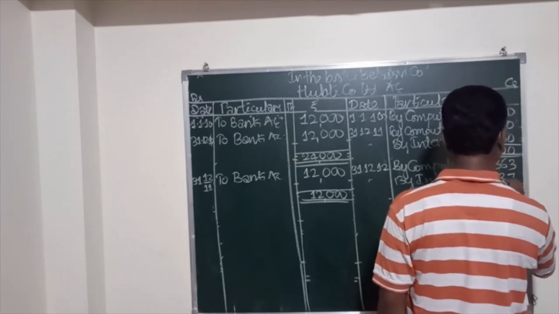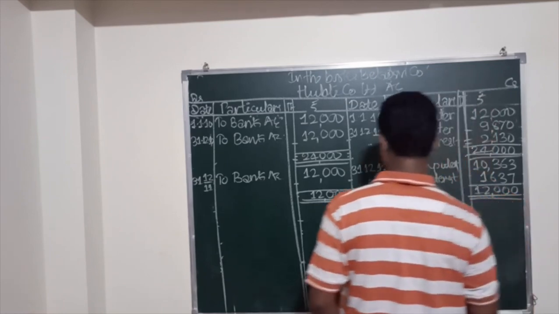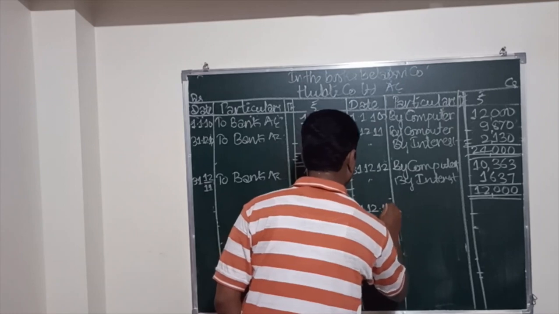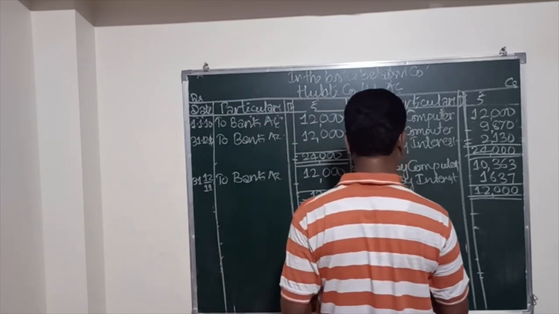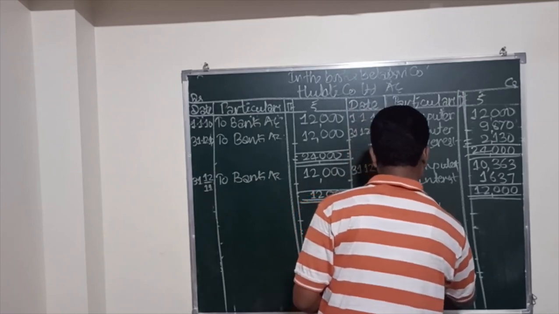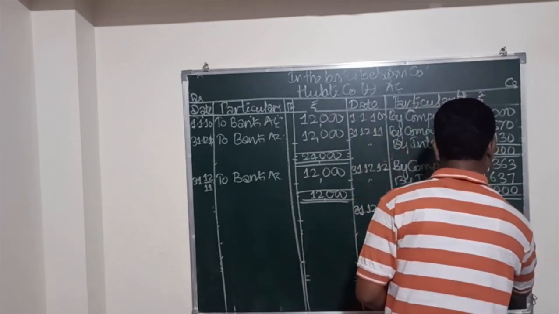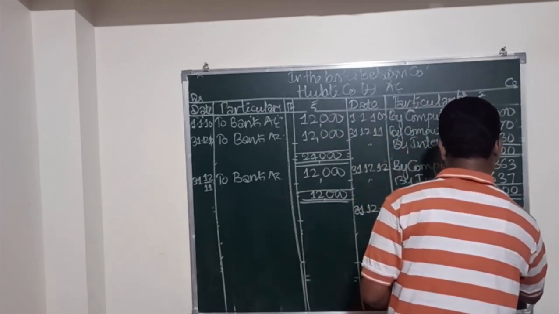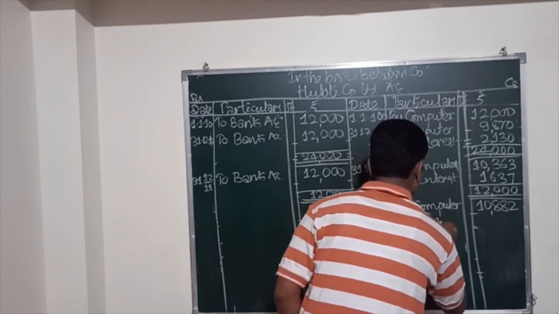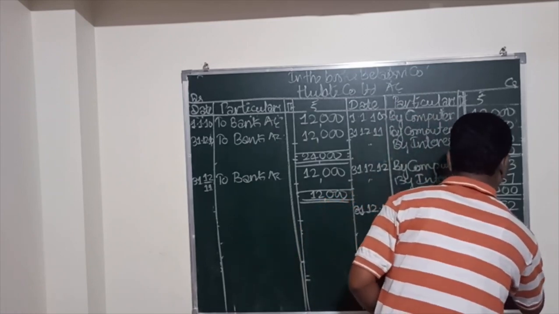So 7 plus 3, 10, carry 1, 6 plus 1, carry 1, 6 plus 1. So 12,000 here. So this third installment becomes due for payment on 31/12/2012, and then it will be computer account debit, interest account debit to Hubli company. Hubli company is credited by computer account with the principal sum of rupees 10,882. Then by interest 1,118.